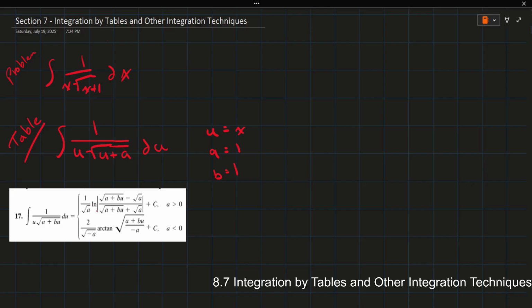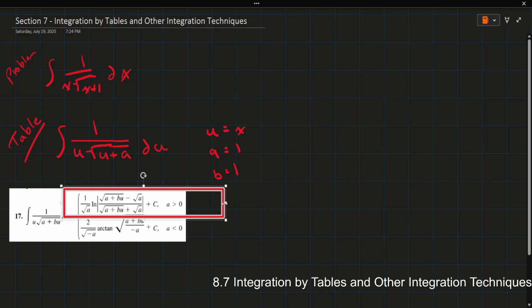So what we're gonna do is, since we have an a value being greater than 1, we're going to use this top equation here.